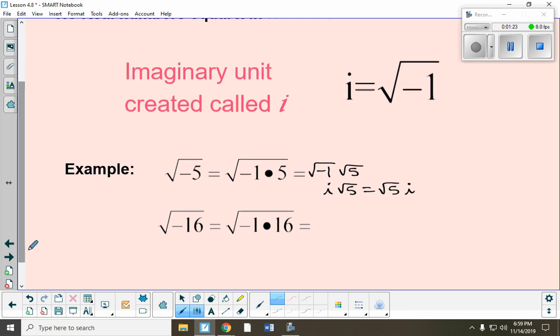So here's another problem. The square root of -16. Well, think of the -16 as -1 times 16. And the square root of -1 is i. And the square root of 16 is 4. So that answer is 4i.